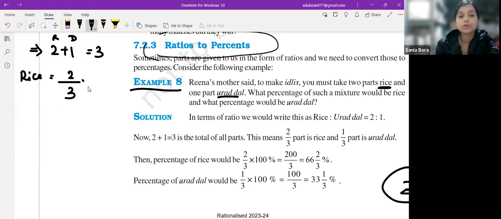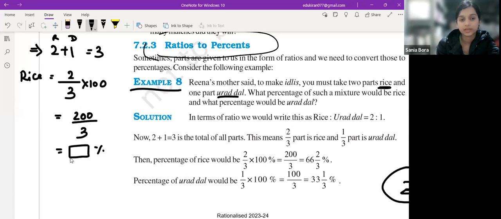Then what you will do? Simply multiply by 100. Now I think you can solve it. You got 200 by 3. You will solve it, and whatever answer you get, that will be in percentage. Clear? Fine? Everybody?